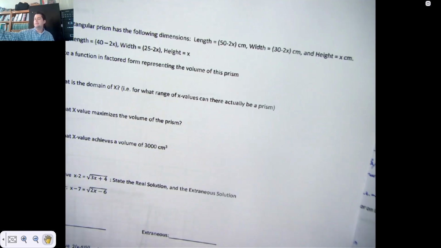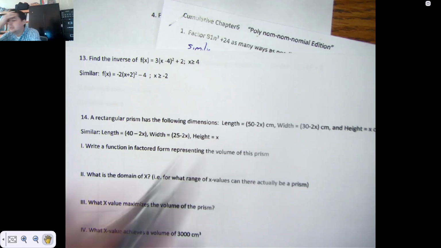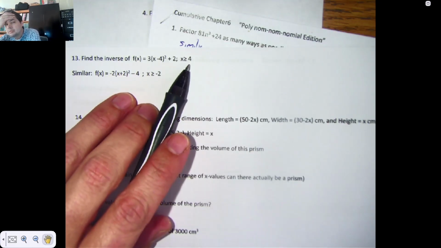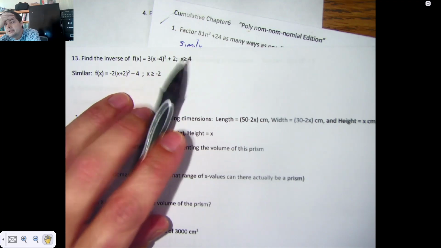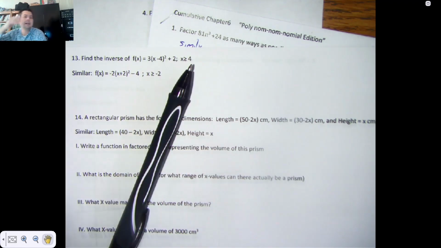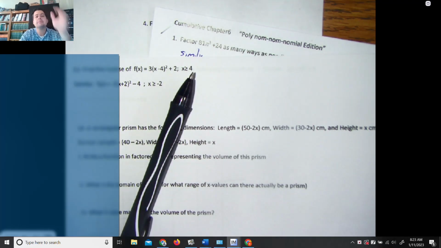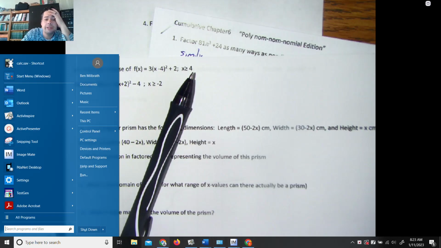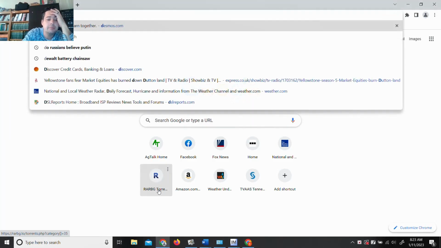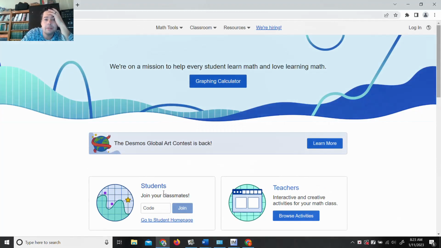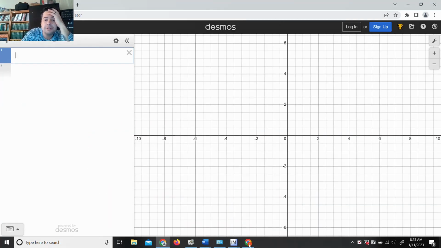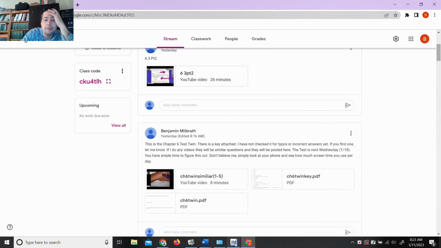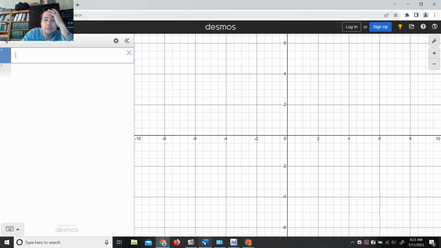13, find the inverse of this function. Something that wasn't on the original one that I gave you was this little disclaimer here. You can only find the inverse of this function if x is greater than or equal to 4. So I can show you on Desmos why that's true. Desmos is something you guys might get more experience with next year. It's actually going to be an integral part of the class next year. At least ideally in a perfect world it will be. A lot of things you can teach in Desmos. It's really, really cool to use.